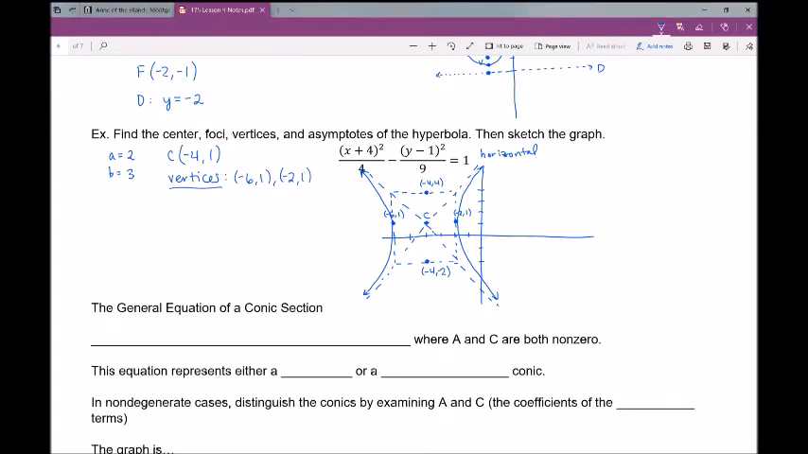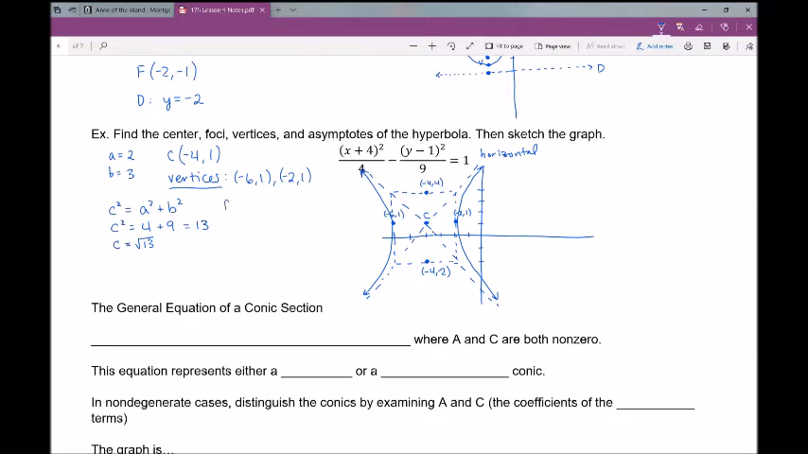All right, so now let's find the foci. So the foci, remember, we need to find that variable c. So c, in the case of a hyperbola, we have c squared equal to a squared plus b squared. So we have c squared equals 4 plus 9, which is 13. So c is equal to the square root of 13. So the foci in this case, we're going to add that square root of 13 to the x-coordinate of our center, because our hyperbola is horizontal.